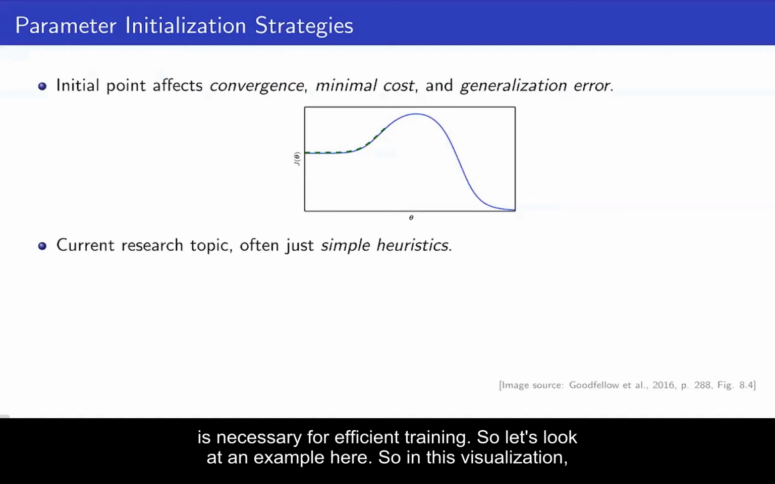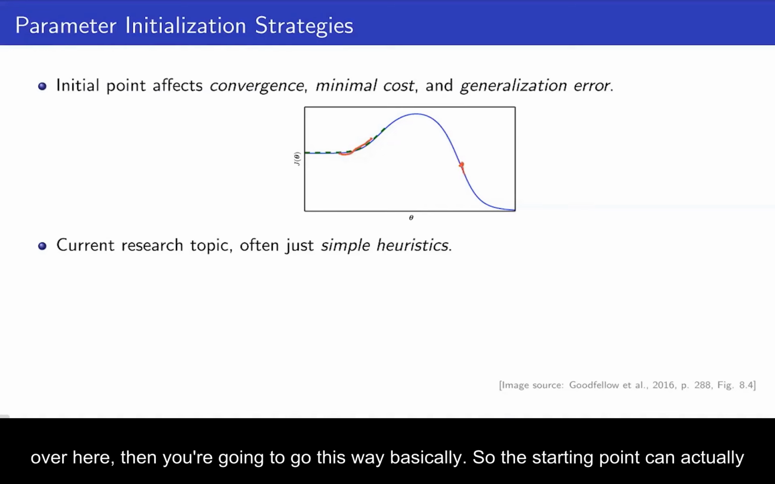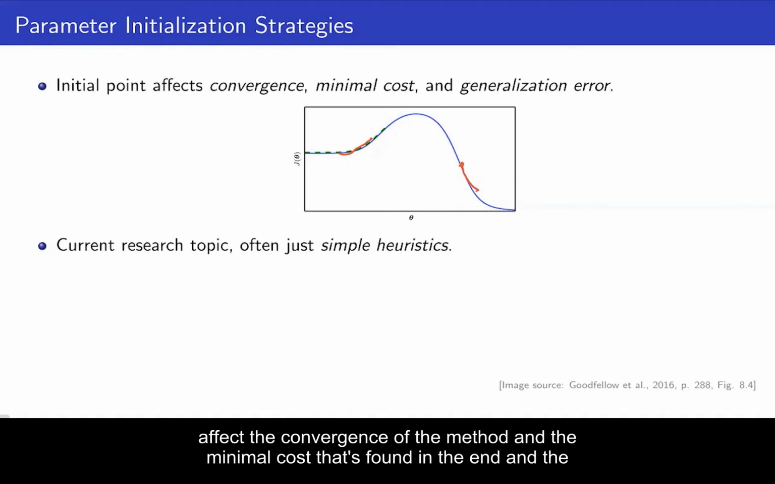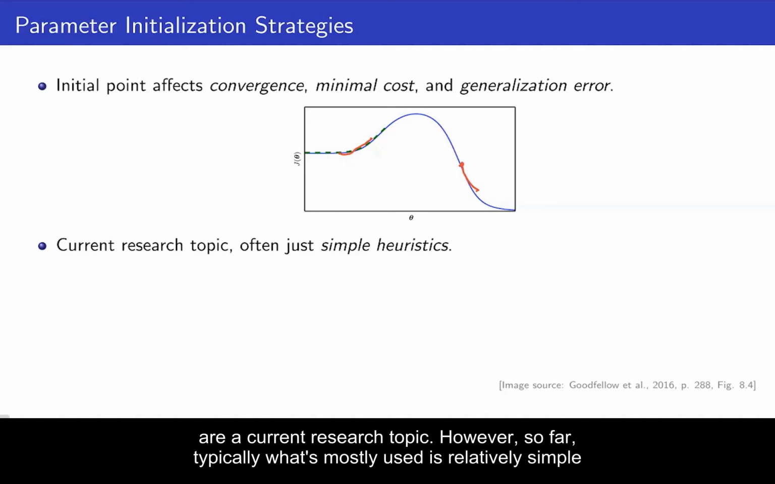In this visualization, if you start basically here, then you start going this way down. But if you start, let's say over here, then you're going to go this way basically. So the starting point can actually affect the convergence of the method and the minimal cost that's found in the end, and the generalization error as well. Therefore, the parameter initialization strategies are a current research topic. However, so far, typically what's mostly used is relatively simple heuristics.